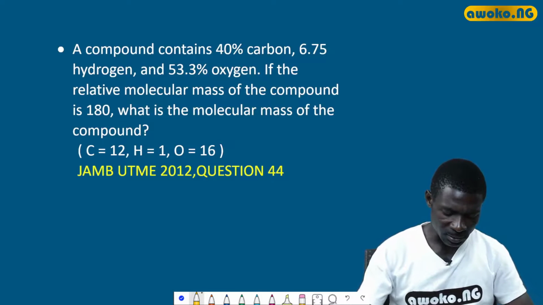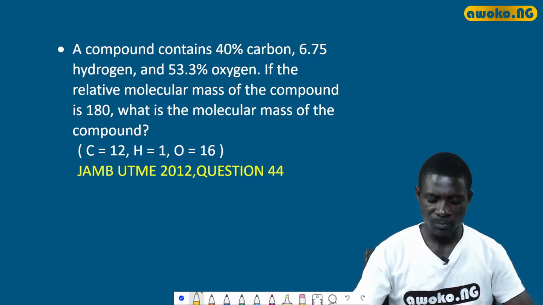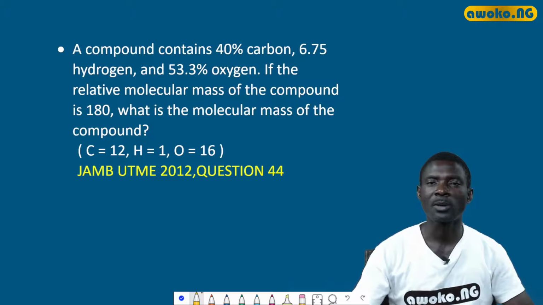The question is, a compound contains 40% carbon, 6.75% hydrogen, and 53.3% oxygen. If the relative molecular mass of the compound is 180, what is the molecular formula of the compound? Of course, it's molecular formula, not molecular mass as it is here. It's just a simple typographical error. So it's molecular formula of the compound.